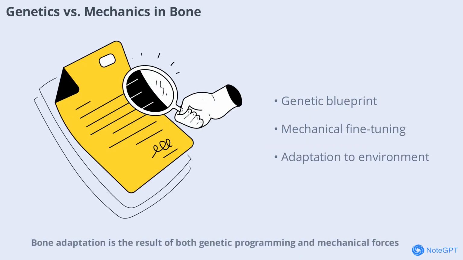Bone adaptation is the result of both genetic programming and mechanical forces. Genetics set the blueprint for bone size and shape, while mechanical loading fine-tunes structure through adaptive remodeling. This interplay ensures that bones are both robust and responsive to the demands of daily life, allowing for individual variation and adaptation to different environments.